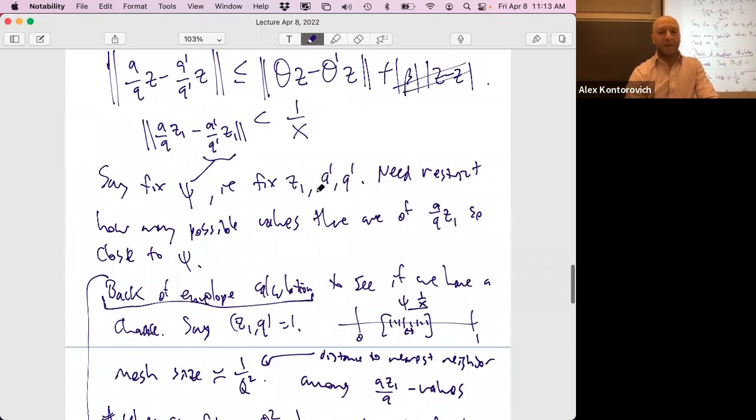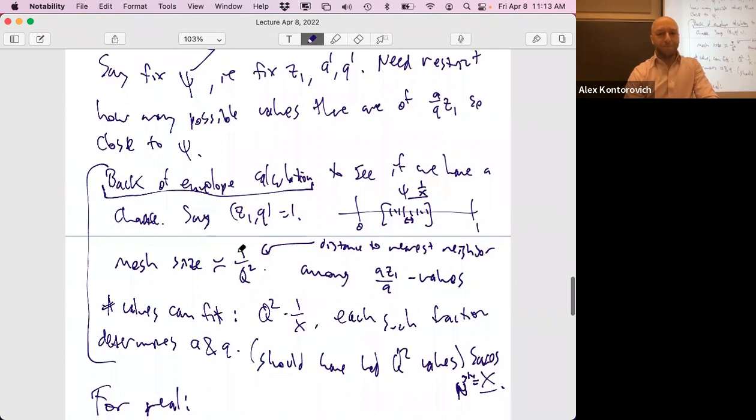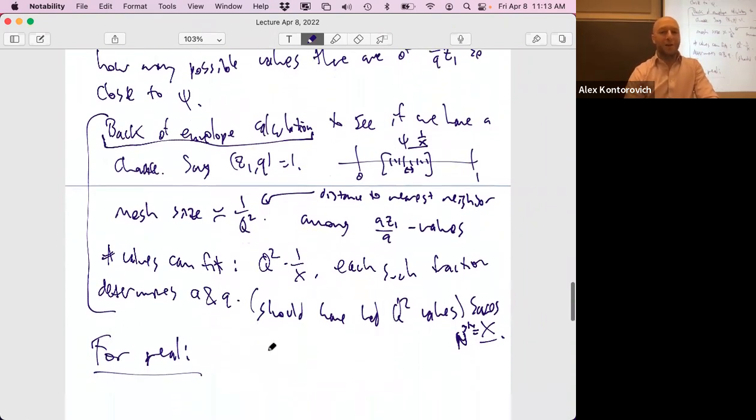So yes, we will fix this Z1, A prime, and Q prime. Now, we'll want to catch one of these denominators. You see, if the denominators are as small as possible, then the mesh is smaller. And the smaller the mesh, the fewer points. So we want to make the denominators as small as possible.